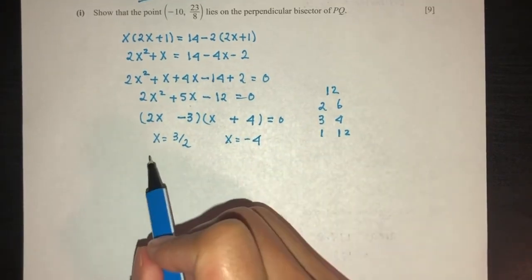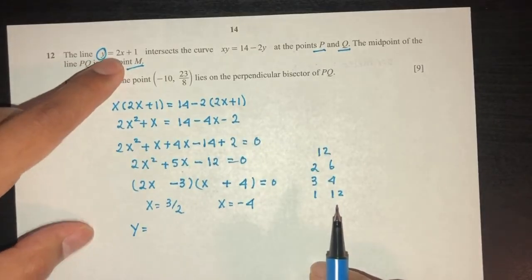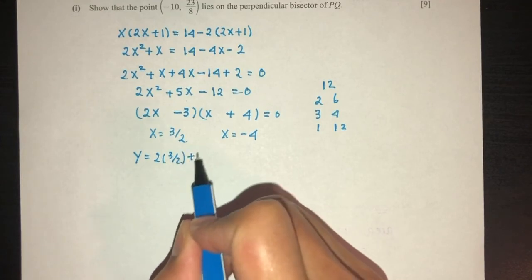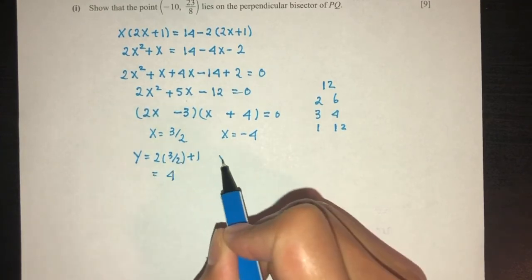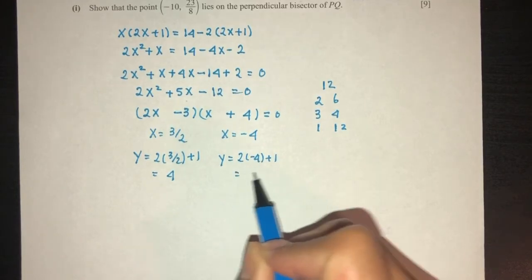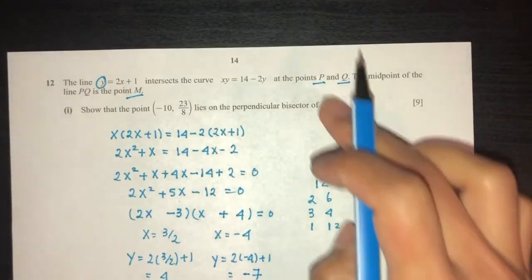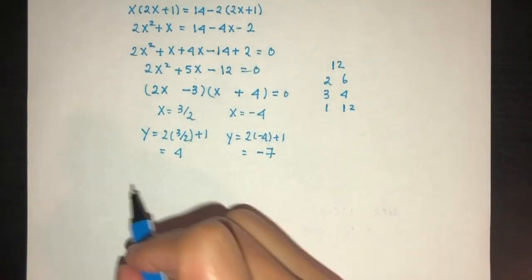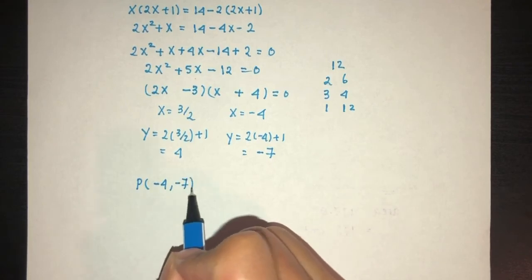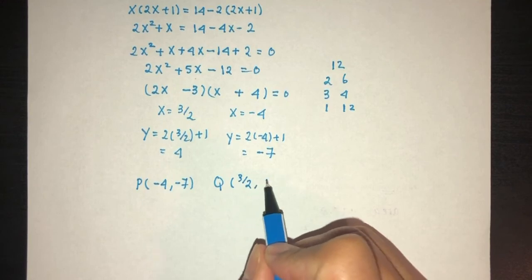Now let's find the value of y. Going back to your equation, y is 2x plus 1. So 2 times 3 over 2 plus 1 will be 4. Y will be 2 times minus 4 plus 1, that will be minus 7. So the first point is P. P is this point, so P is minus 4, minus 7. And Q is 3 over 2 and 4.